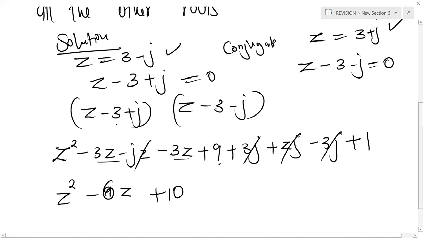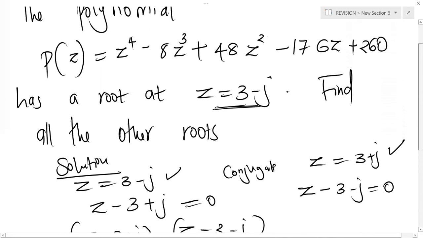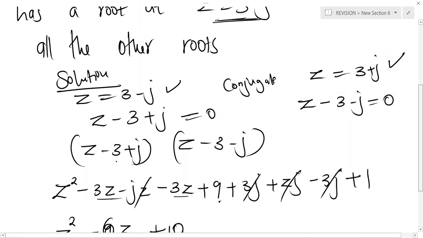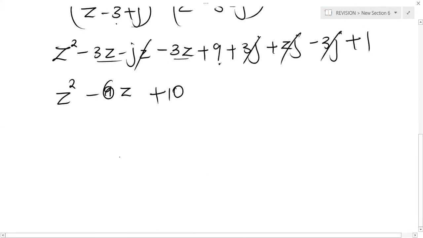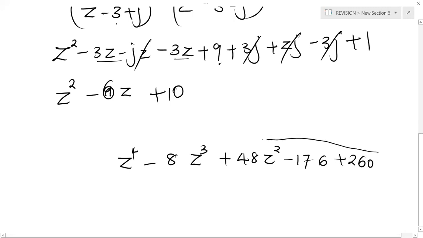And now what we're going to do is take this polynomial here and divide this. So we have z to power 4 minus 8z cubed plus 48z squared minus 176z plus 260. Carrying out long division, we're going to divide by z squared minus 6z plus 10.